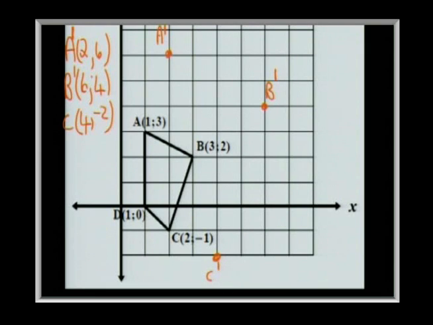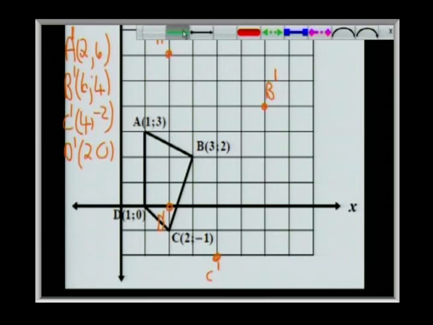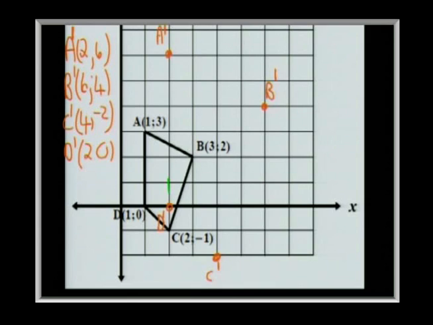And finally, we're going to deal with D. Same rule, very, very easy. D will become x is 2, y is 0. X is 2, y is 0, and that is D prime. And now I'm going to connect these lines to reveal my enlarged version.